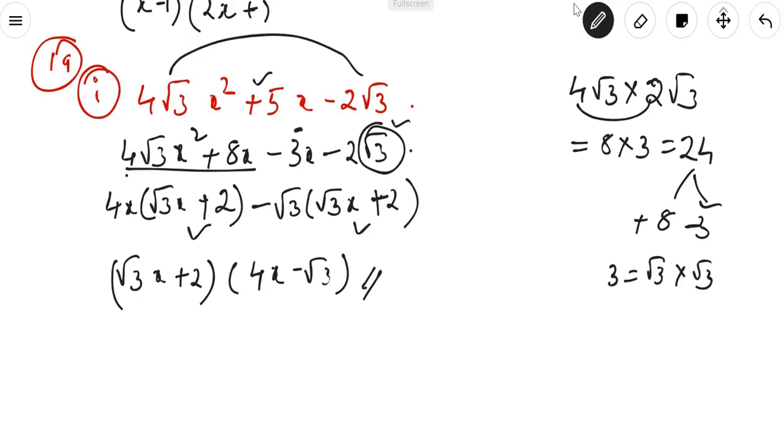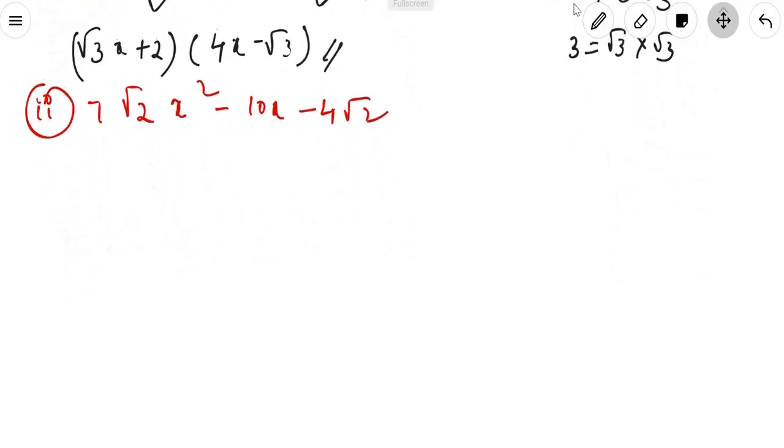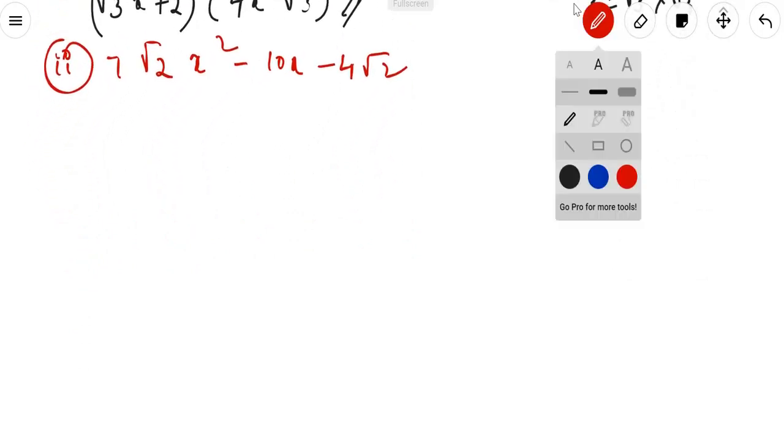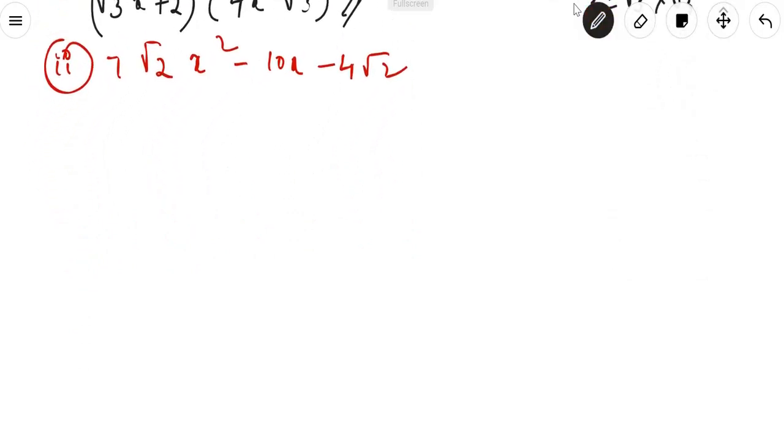Okay, so next we will go to the second one. This is the problem given. So what we have to do, first step, you have to multiply these two terms, that is 7 root 2 into 4 root 2.